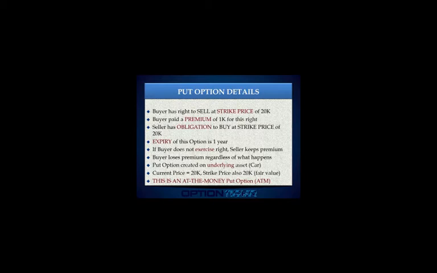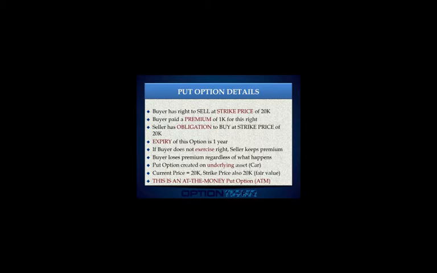So this is going to be very similar in our stock examples also. This is an at-the-money put option, which is a right to sell the asset at a certain price depending upon what the strike price of that option is. Let's look at the details of this particular put option. The buyer has the right to sell the option at a strike price of $20,000. The buyer paid a premium of $1,000 to acquire this right. The seller has an obligation to buy this asset at the strike price of $20,000 if something goes wrong.